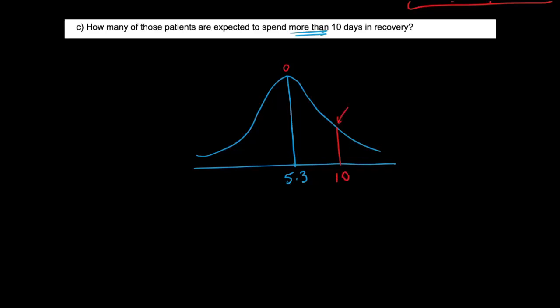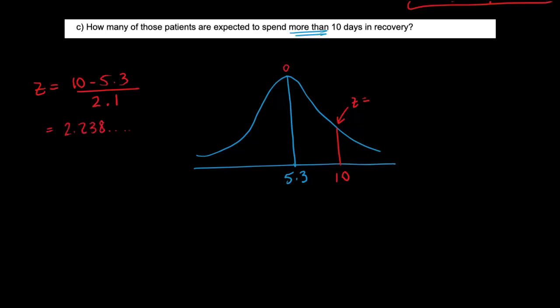I don't know what this z-score is, so I'm going to find that z-score before I do anything else and try to look up my area. So I'm going to take the data value, which is 10, minus the mean of 5.3 divided by the standard deviation, which was 2.1, given in the beginning of the problem. And so when I put that in my calculator, I get 2.238.